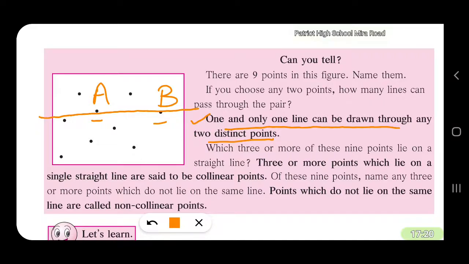Now you can take these points as point P and point Q. Even here you can draw one and only one line passing through points P and Q. Similarly, for any 2 points, only one line can pass through them.